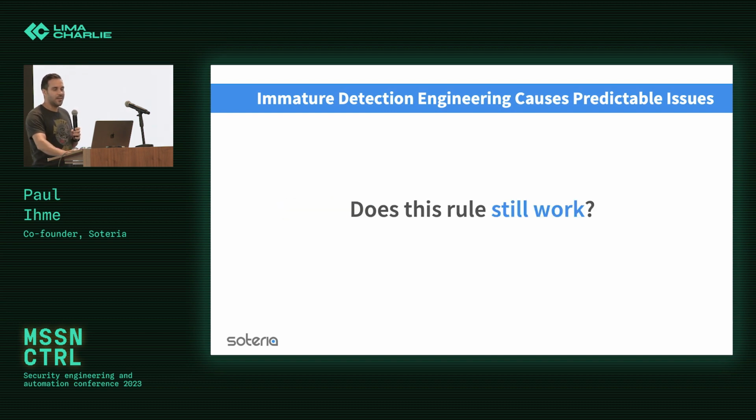How bad is it, right? Or, does this rule still work, right? That's another thing that comes up a lot. I wrote this rule 2 years ago. It hasn't fired. That's great. Does that just mean I've not been hit by this technique, or does my rule suck, right? Do we need to go and challenge these assumptions and take a look at that?